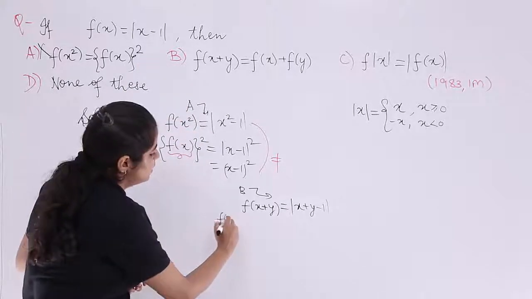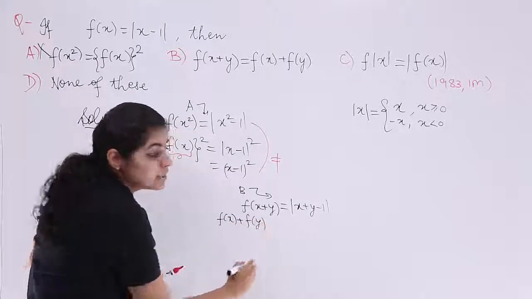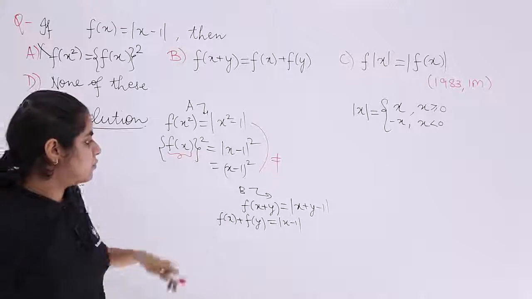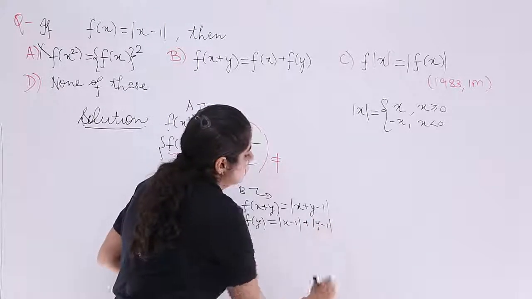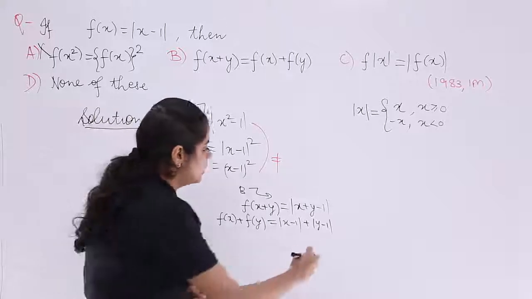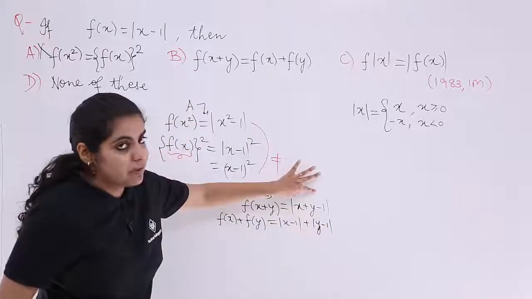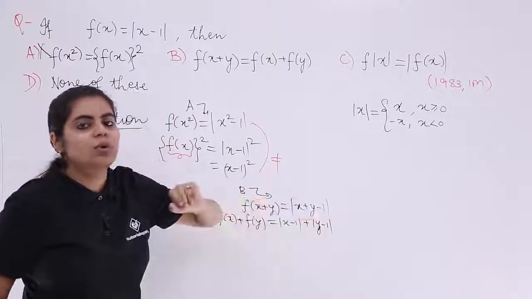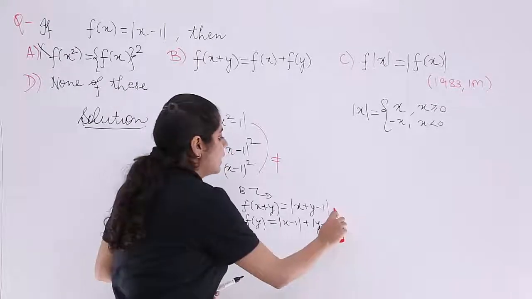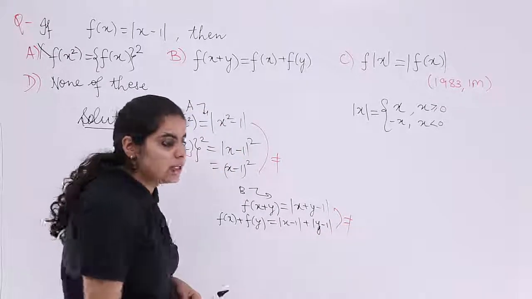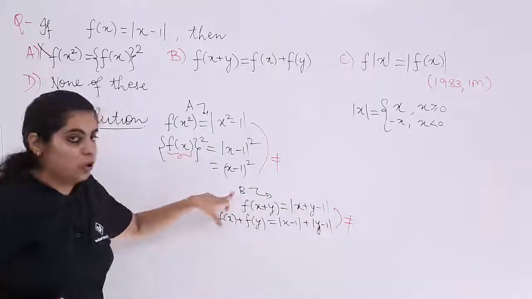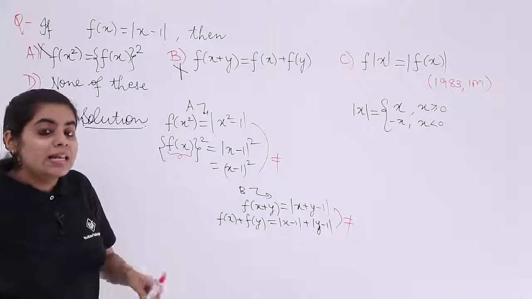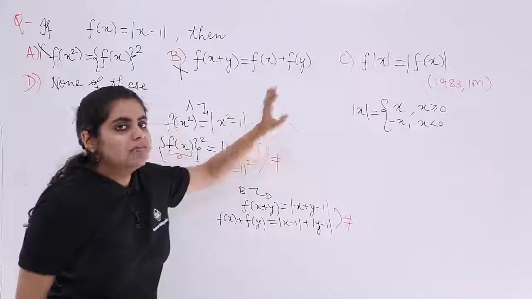f(x) plus f(y) means: first writing f(x), which is mod x minus 1, then writing f(y), which is mod y minus 1. So now check whether mod x plus y minus 1 is equal to mod x minus 1 plus mod y minus 1. No, these are not equal again. So since these are not equal, option B, which we already checked, is not the answer. So even B is not the answer. Next option is C, and then we have D.